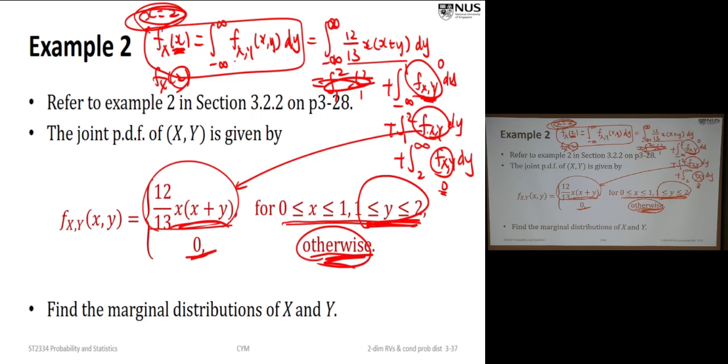So for example, x equal to 2, then this is not 0 when y is between 1 and 2, but x equal to 2 does not fall in this region. So you cannot substitute this into here. So it's wrong. So in other words, this working is only valid when x is between 0 and 1. That's for the marginal of x. Similar for the marginal of y, you have the same thing. So that's the solution.